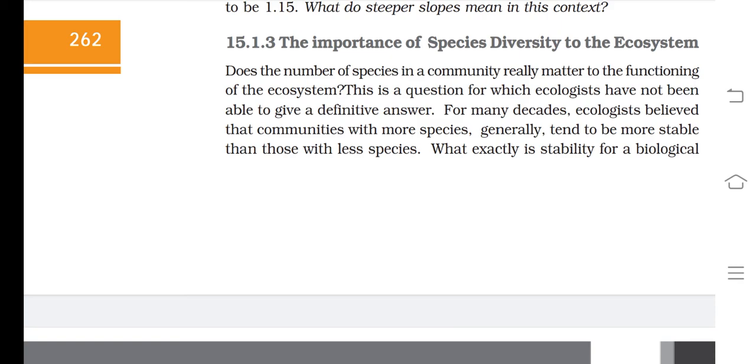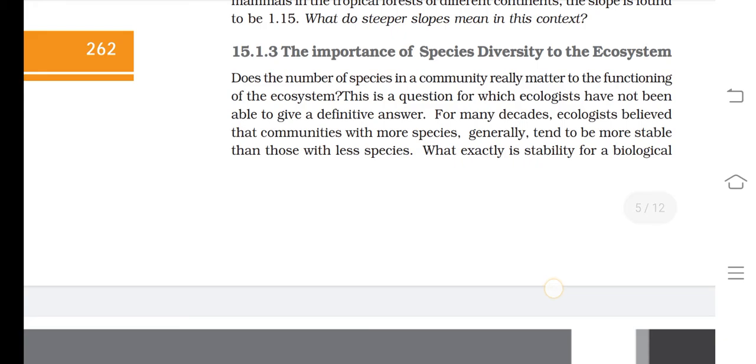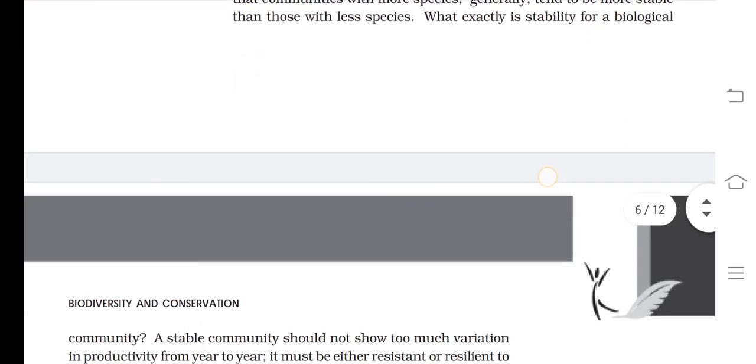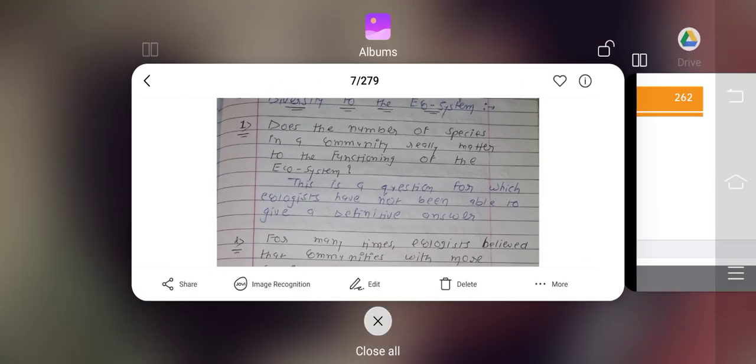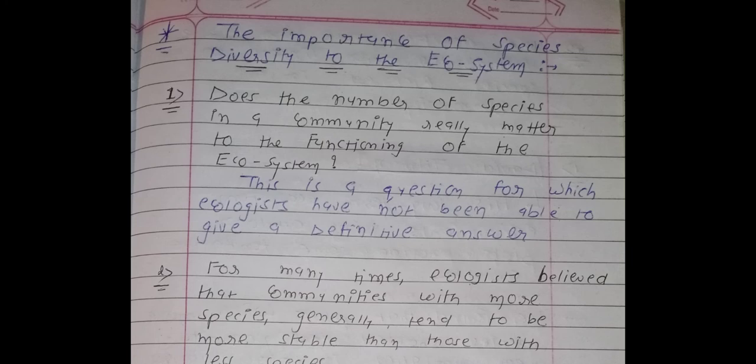This question is not important from the point of view of theory, but for the MCQ you should learn it. We will use the same method, in easy language. See the title, the importance of species diversity to the ecosystem. First point: does the number of species in a community really matter to the functioning of the ecosystem? What do you think? That species numbers are really important for a particular ecosystem.